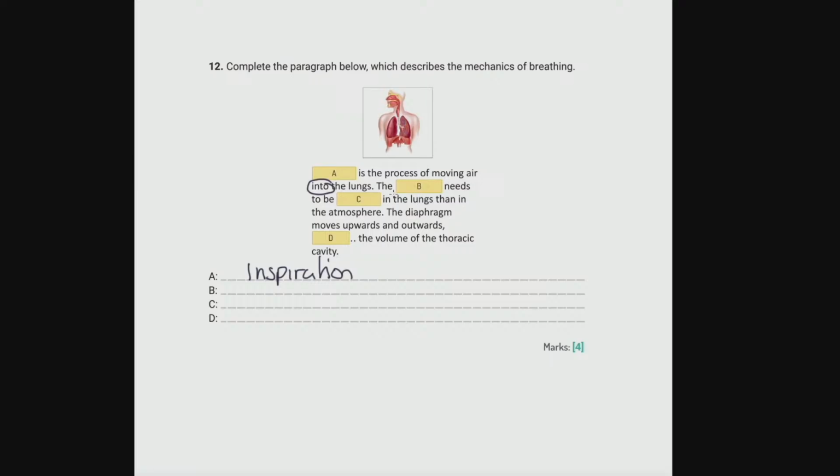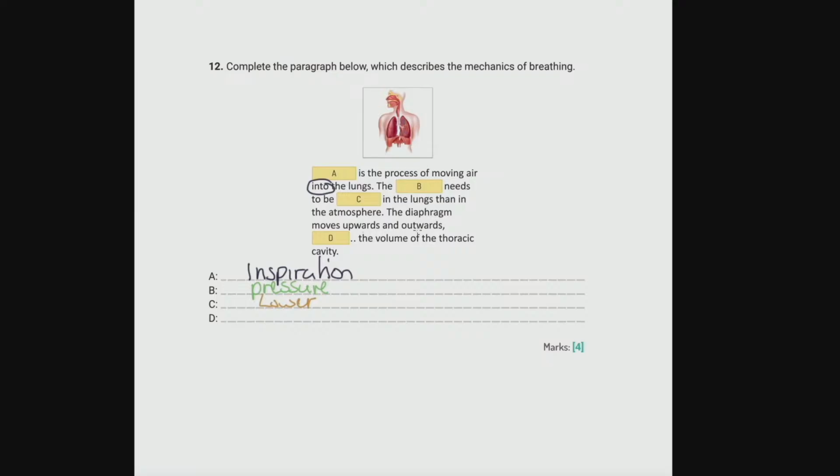Let's go to B, in the lungs. The pressure needs to be something in the lungs than in the atmosphere. So does it need to be higher or lower? The pressure in the lungs needs to be lower.